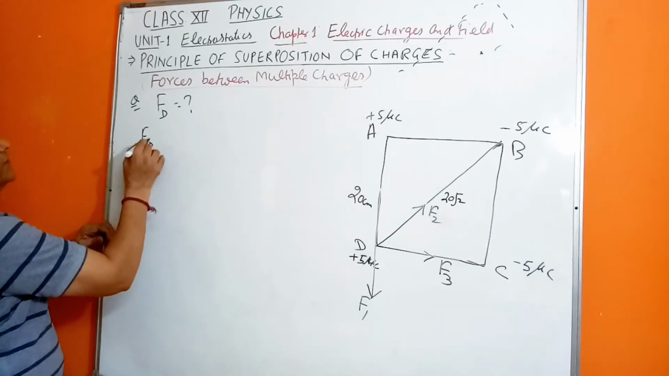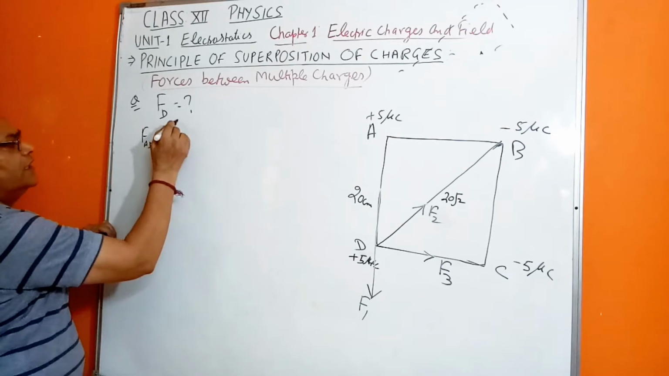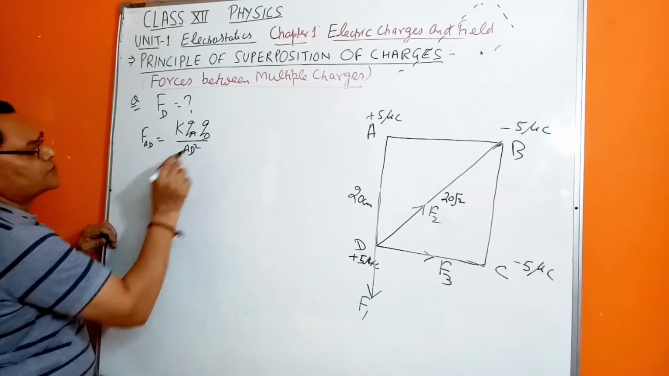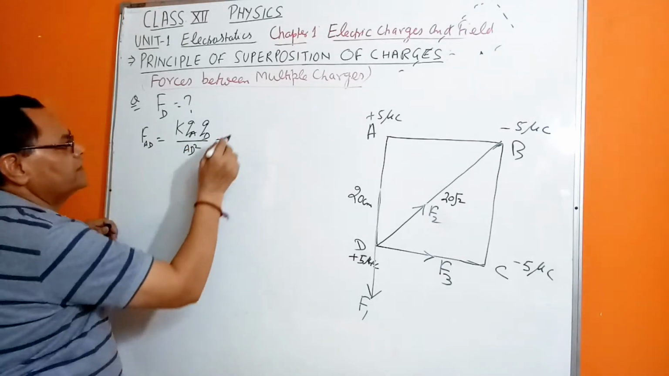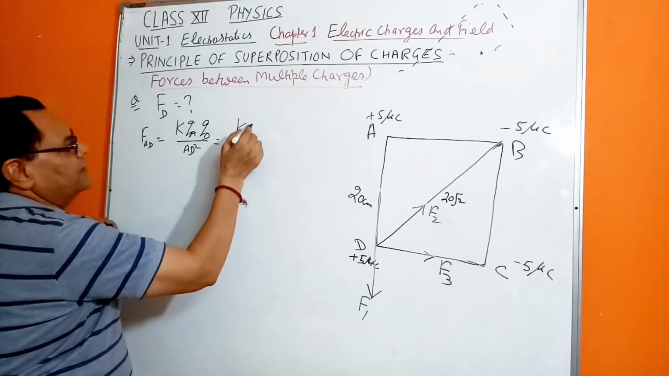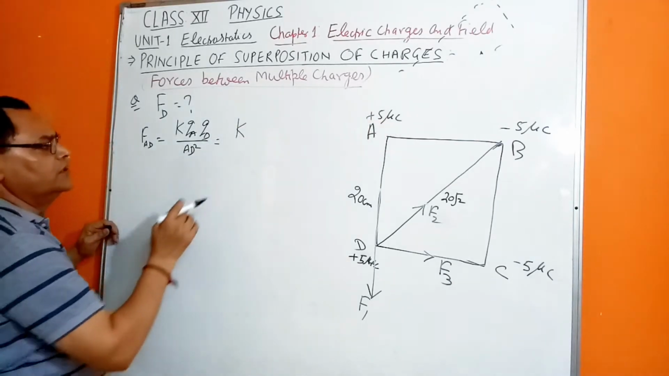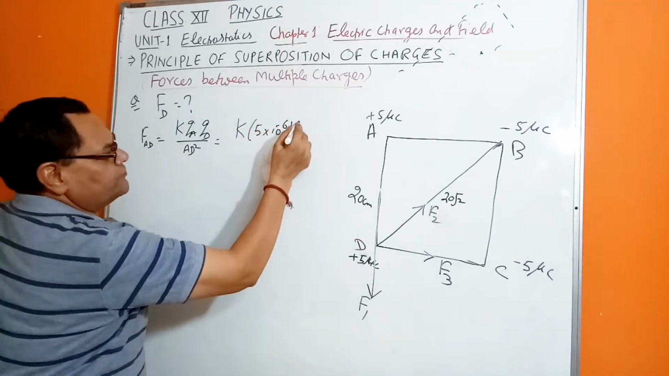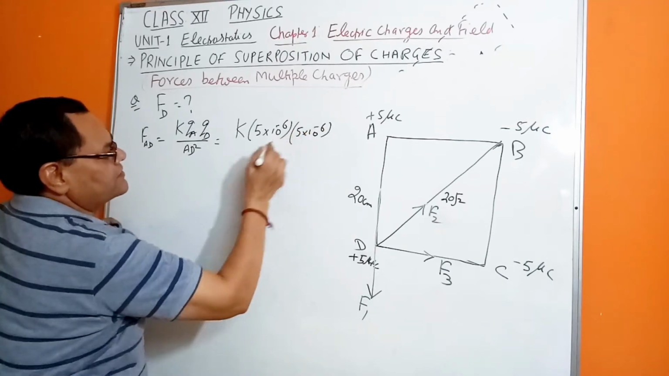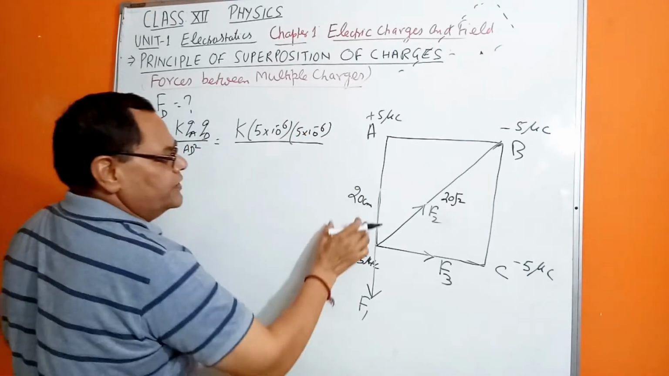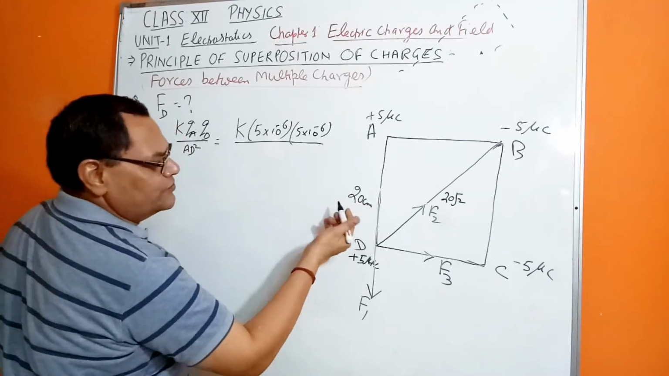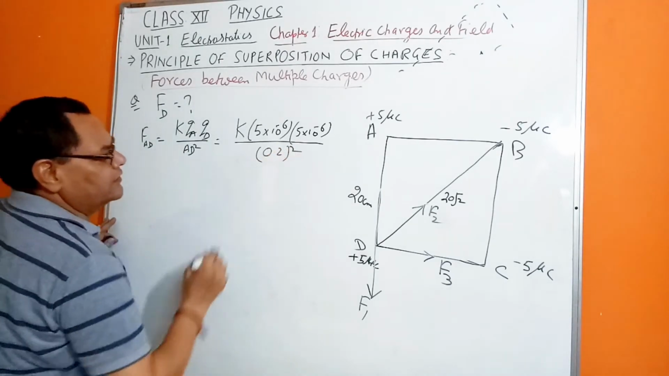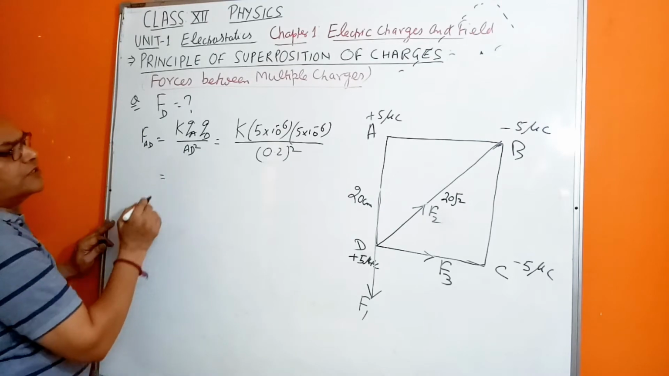So FAD will be equal to, write down Coulomb's law, simple: K Q at A, Q at D, and of course AD squared. K as it is, and here it is 5 microcoulomb, so that is 5 into 10 to the power minus 6. And here is also 5 microcoulomb, 5 into 10 to the power minus 6, upon AD. AD is 20 centimeter. See, these are very simple things. If you divide by 100 it becomes meters, that is 0.2. So it will be 0.2 squared.